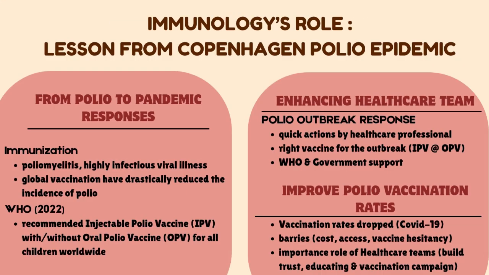Next, we're going to see about the immunology roles, the lesson from the Copenhagen polio epidemic. As we know, polio is a serious disease that can cause disability. Vaccines have greatly reduced cases worldwide as WHO recommends all children get the vaccine. During polio outbreaks, quick teamwork is needed to pick the right vaccines and stop the spread together with WHO and government help. Polio vaccinations dropped during COVID-19, especially in poorer areas. Healthcare teams play a vital role in building trust, educating families, and organizing vaccination campaigns to improve coverage.